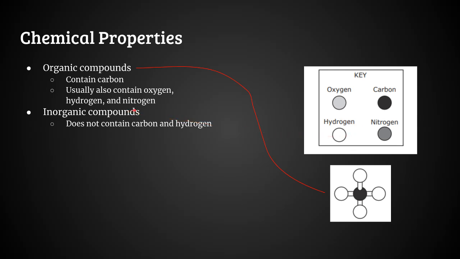We'll see here, chemical properties. I don't know, this is a weird question. I saw that they threw it in there one year and I was like, well, might as well go for it. So organic compounds, this is from way back. They contain carbon, that's why they're organic. They usually contain oxygen, hydrogen, and nitrogen, based on our little key here. And inorganic compounds, obviously the opposite, do not contain carbon.